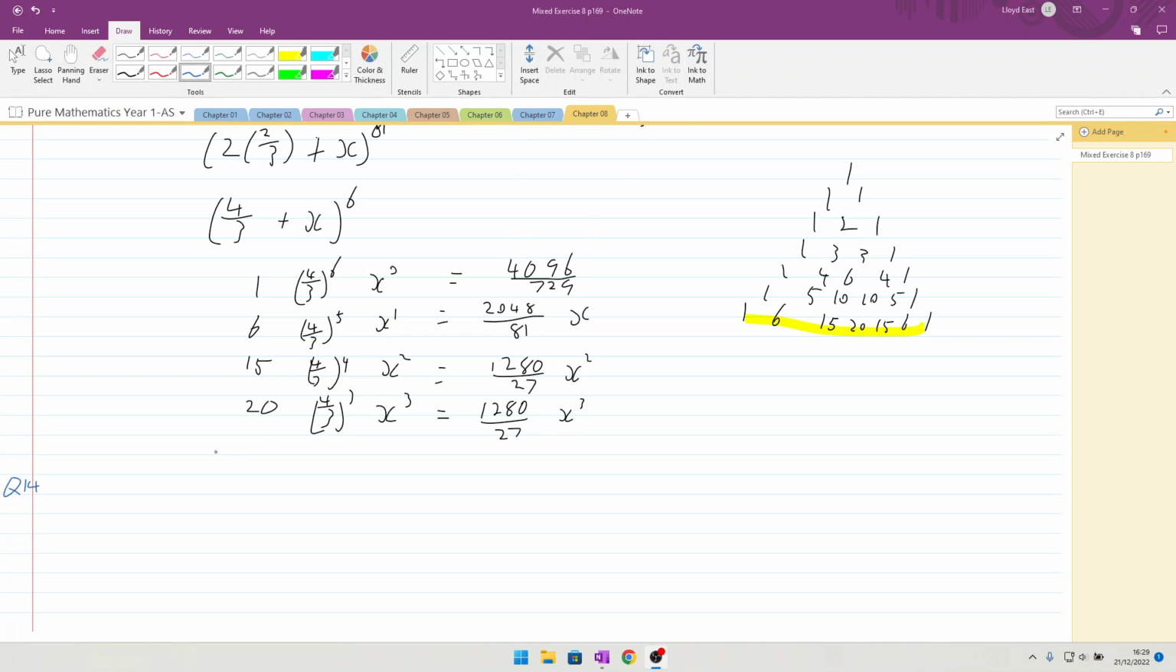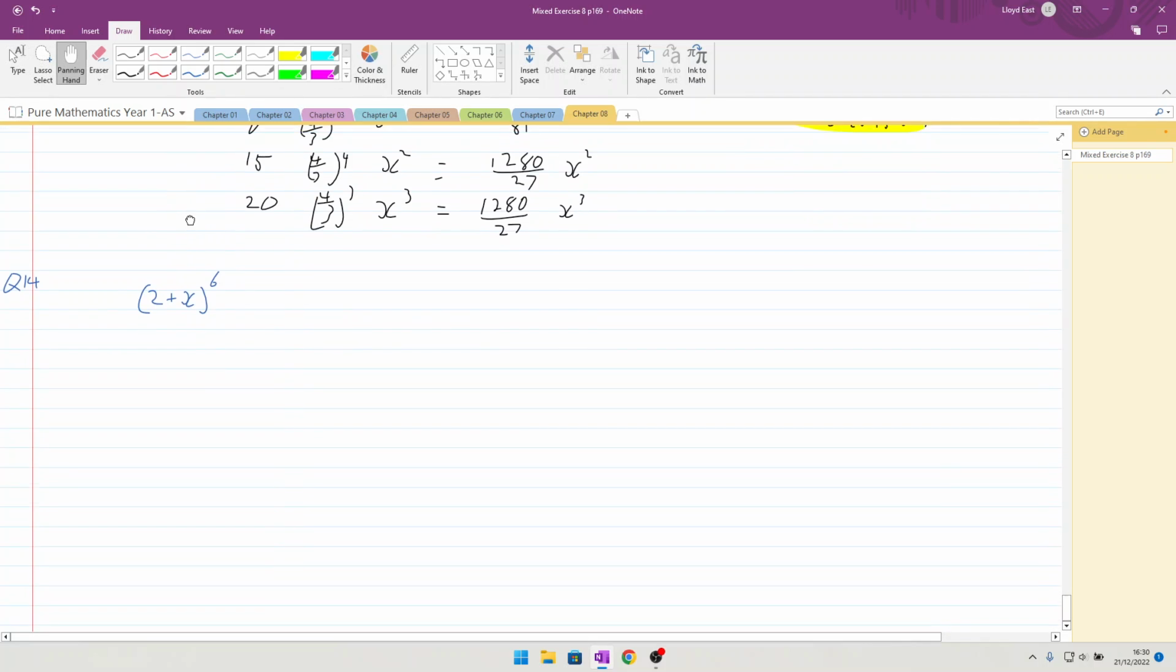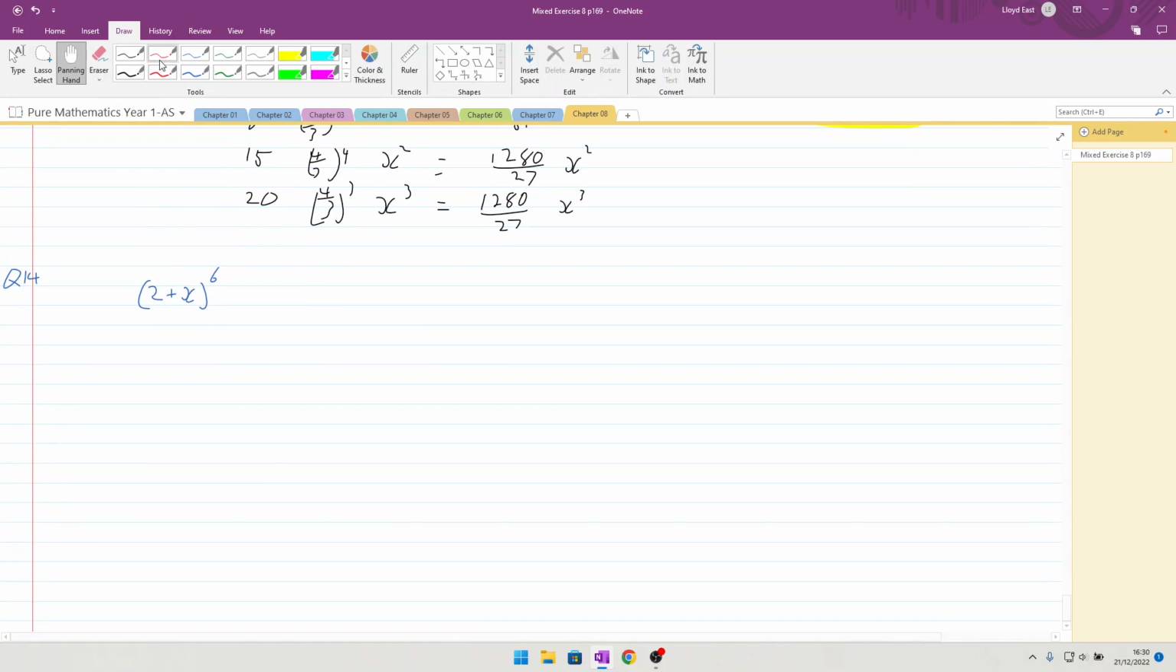Expand 2 plus x to the power of 6 as a binomial series in ascending powers, given each coefficient as an integer. Well, as it goes, I've just done a power of 6, so I know my NCR values are going to be 1, 6, 15, 20, 15, 6, 1. So I'm going to write them down straight away using the information from the last question. You could, of course, use the NCR button on the calculator to work them out if you didn't have them.